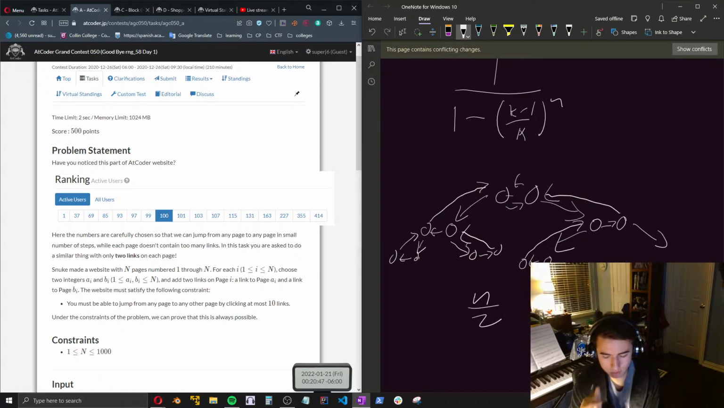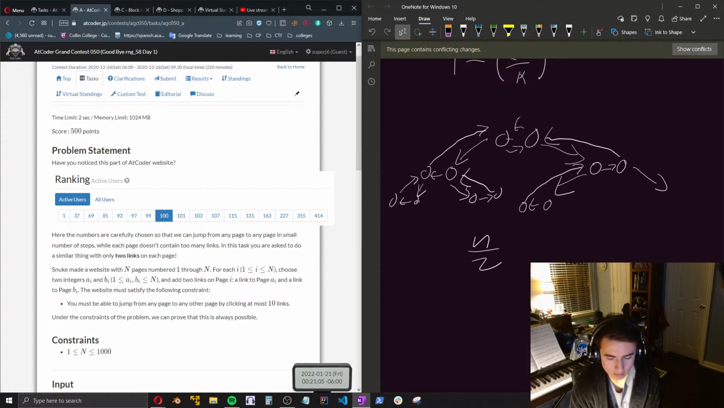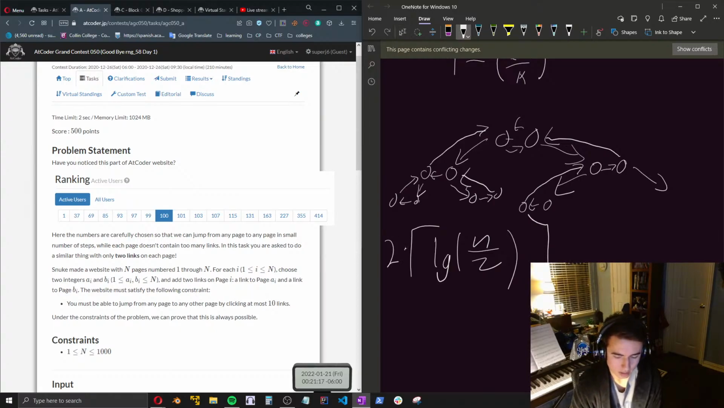Well, you can think of there's like 1/2. Think of each pair of nodes as a single node. In that case, there's n/2 group nodes, right? There should be log n of n/2 group nodes. So just going from the bottom to the top will take 2 times that. This will get any place to any other place in almost 20 jumps.